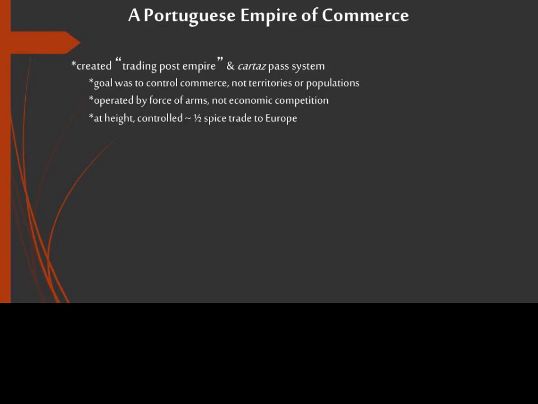From these ports, they tried to create a monopoly by forcing merchants at the barrel of a cannon to buy a cartaz pass. And while this did make the Portuguese wealthy, they never established anything near the complete control of the Indian Ocean trade. Only about half.